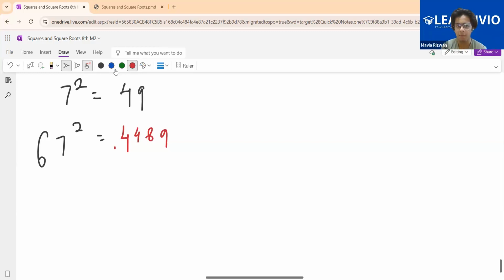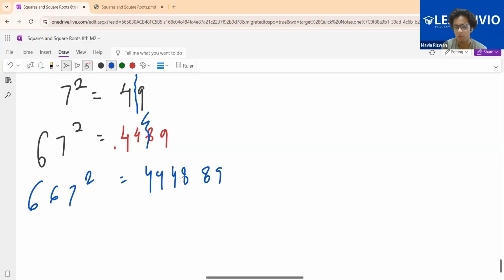We split it from here, from between. Here also, for 667 square, we'll again split it from here. So that is 44 I'll write here and 89 I'll write here. And since another 6 was added, I'll write another 48 here. Okay, this might seem odd. How did this come? But just remember this.